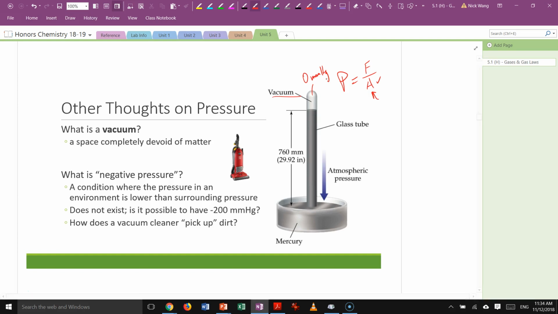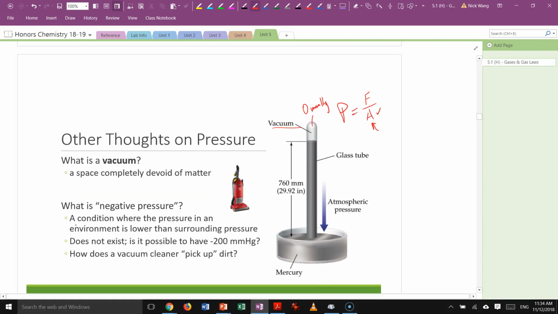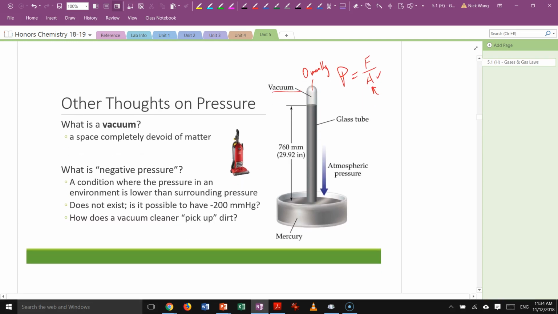Another term you might hear a bunch is negative pressure. Negative pressure, first of all, isn't really a thing, right? Looking at the second bullet point, it doesn't really exist. For example, is it possible to have negative 200 millimeters of mercury? Now, that might not make a whole lot of sense yet, but no, it's not really possible to have a negative pressure, because that assumes that somewhere in this force per surface area formula you have a negative force. Can you apply a negative force? Can you push something? Or can you have a negative surface area? I don't think so either. So negative pressure is not a thing.